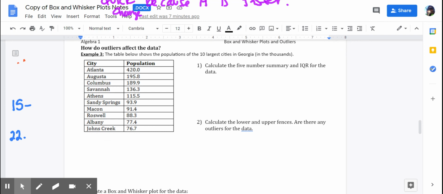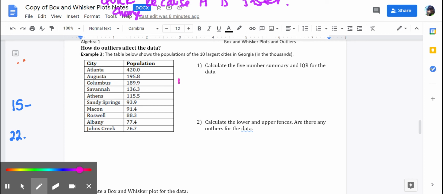So if we look at example 3, they've asked me to calculate the 5-number summary and the IQR for the 10 largest cities in Georgia, and this is being measured in the thousands. So I'm just going to take these 10 values and type them into my calculator. I'll hit data and then enter these 10 values. Go back, second data, one variable stats. I hit enter 3 times and then I'm looking for the list.